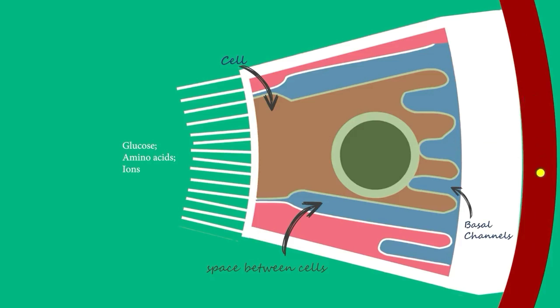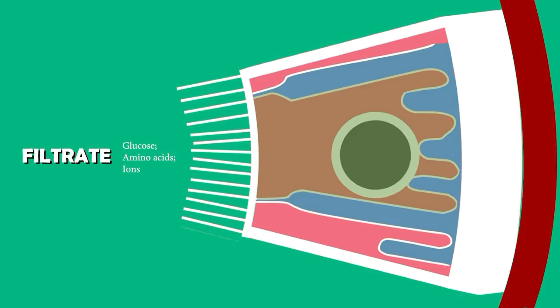The constant removal of these substances from the proximal convoluted tubule cells creates a diffusion gradient between the filtrate in the proximal tubules and the cells, down which further substances pass. Once inside the cells, they are actively transported into the spaces and channels, and the cycle continues.